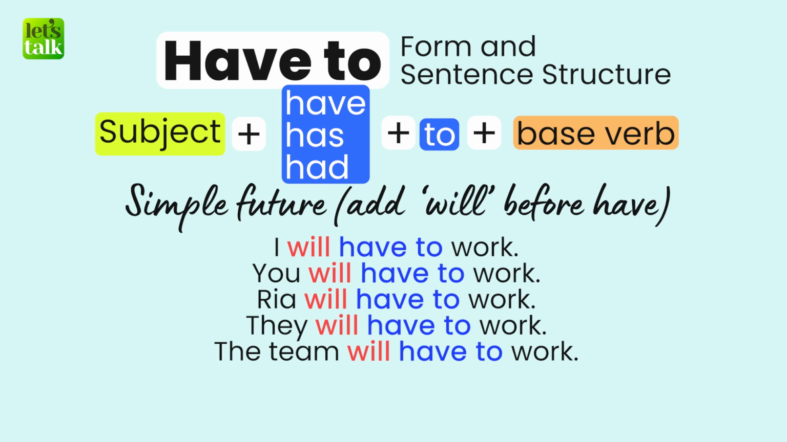We just add will before have in the future tense. I will have to work. You will have to work. Ria will have to work. They will have to work. The team will have to work.